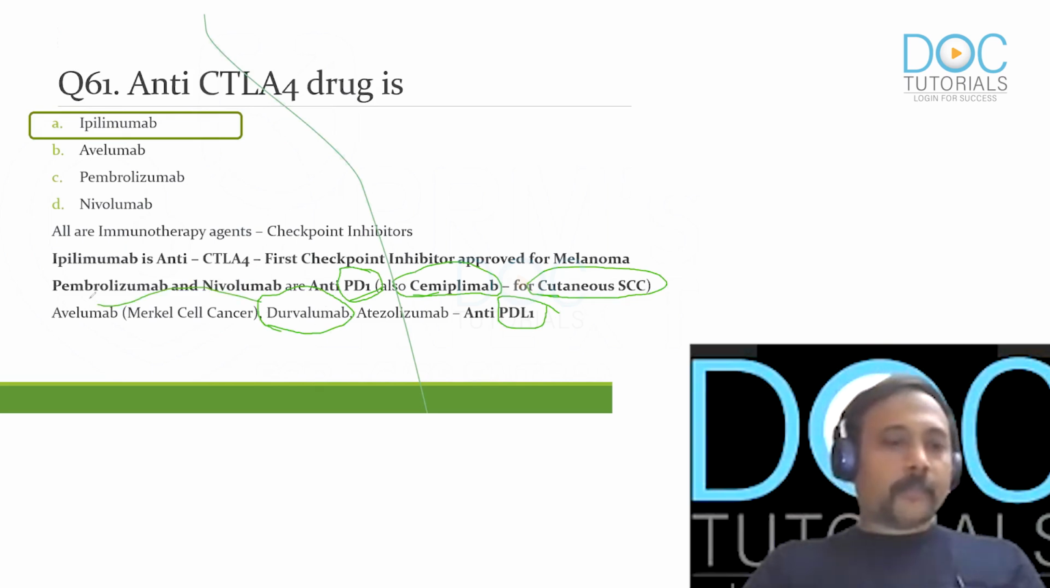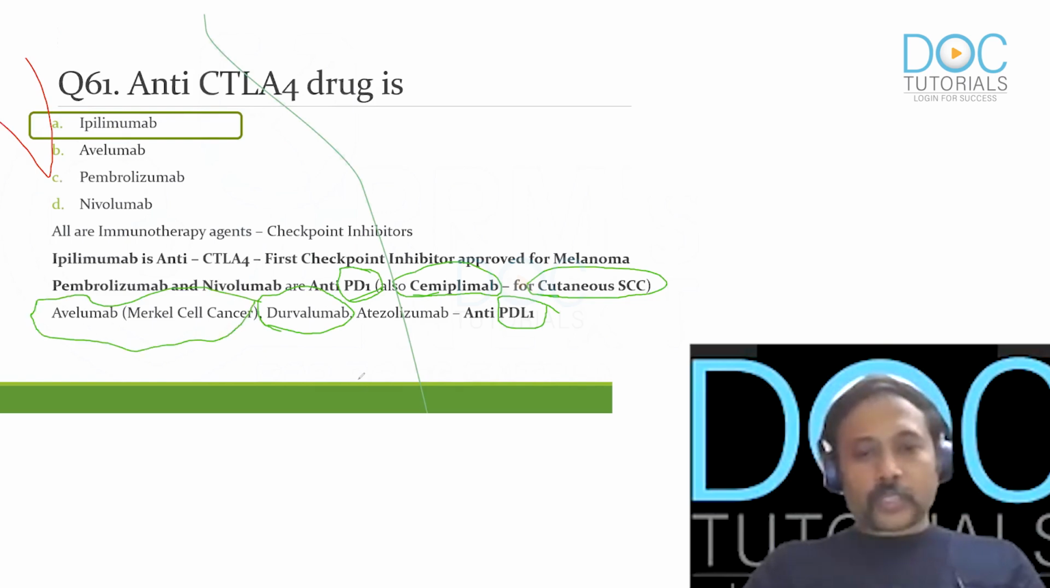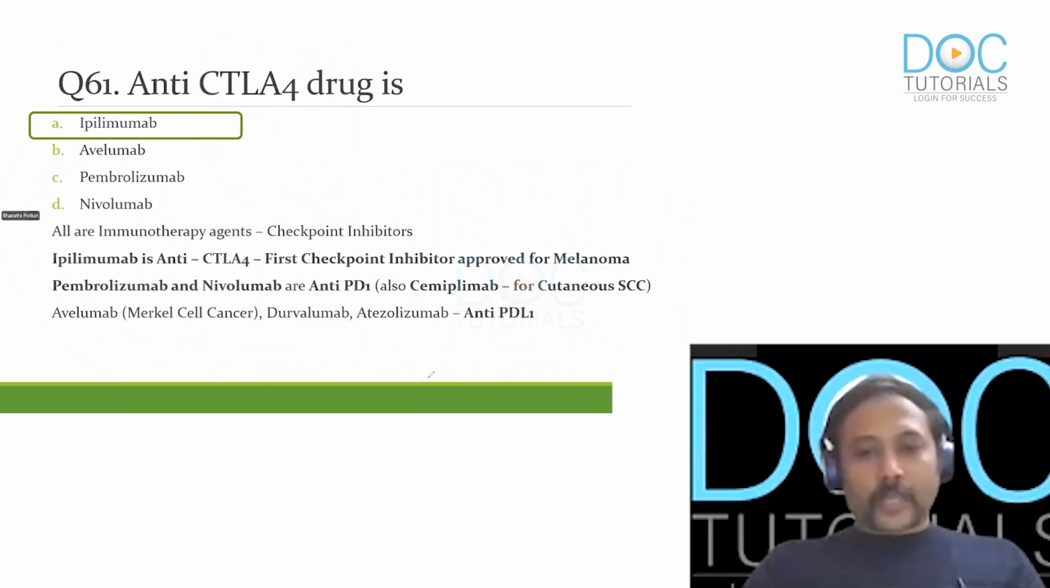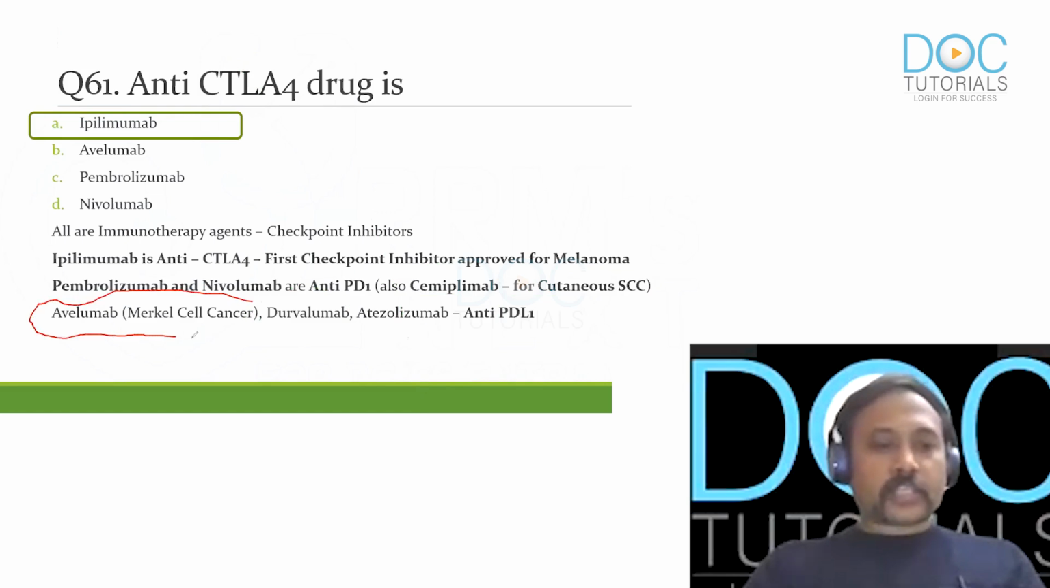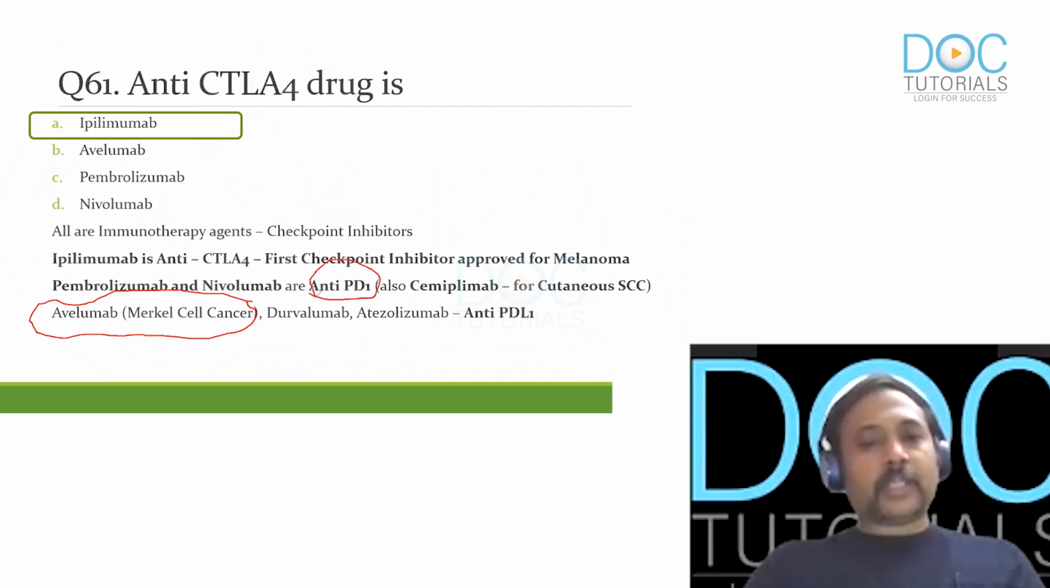When you take up Merkel cell carcinoma, the one drug which has been approved is going to be your avelumab. So that may be a question that may be asked. In your Merkel cell cancer, the drug which has been approved is your avelumab. The next question is, they may ask you about the anti-PD1 and the anti-PD-L1.